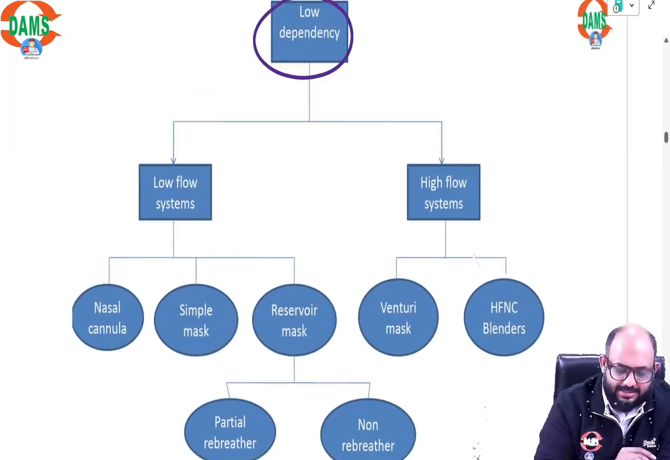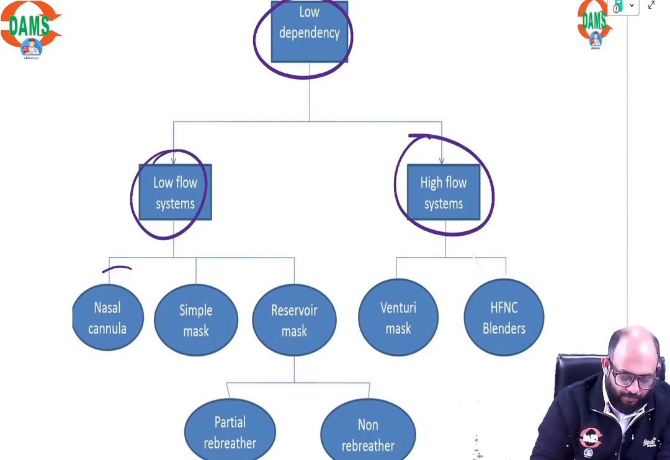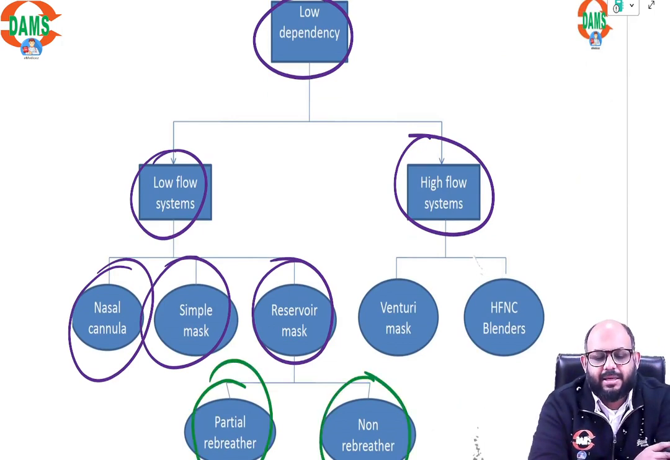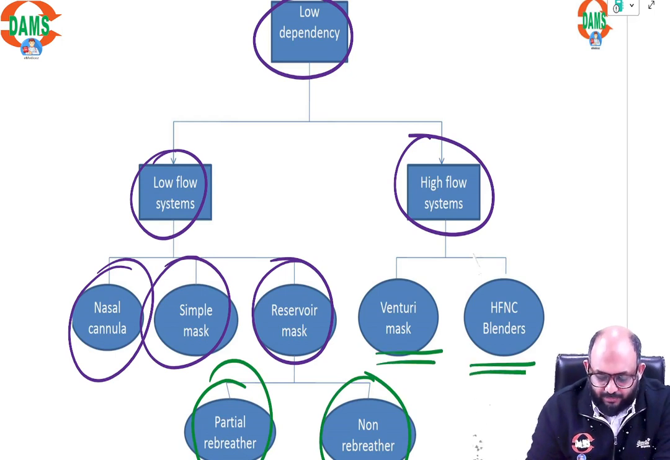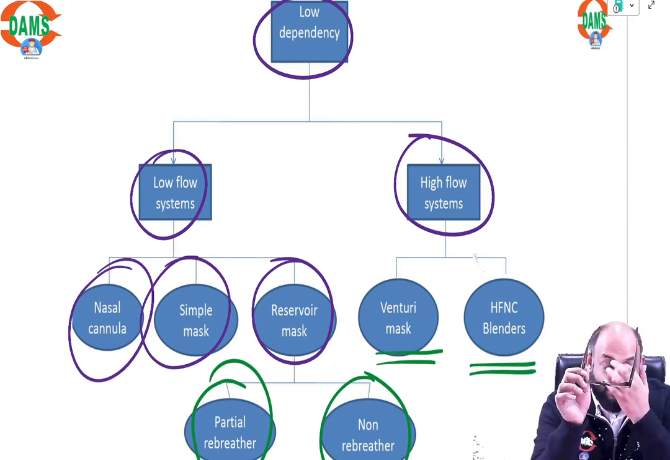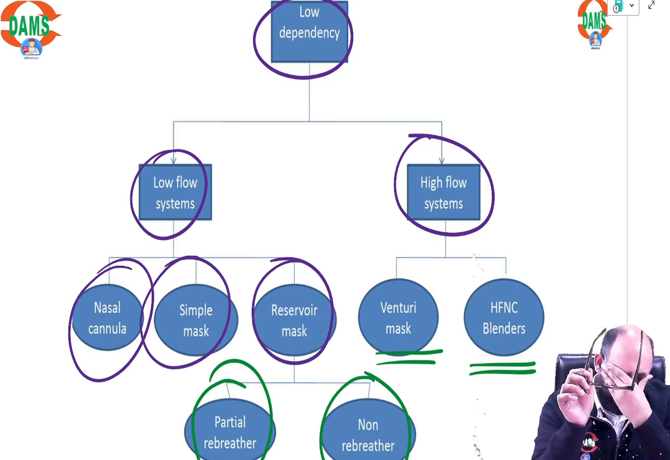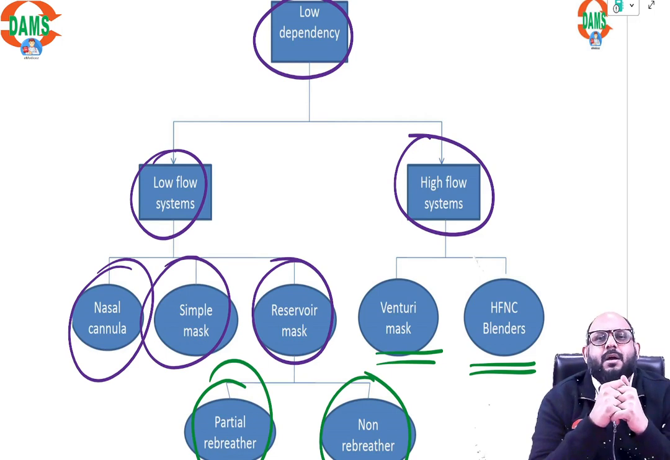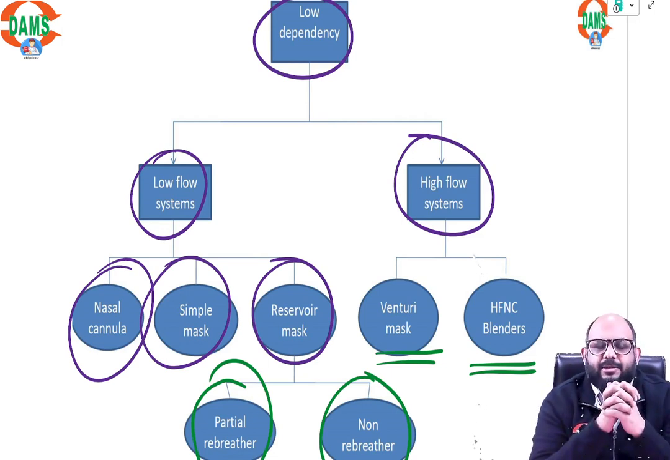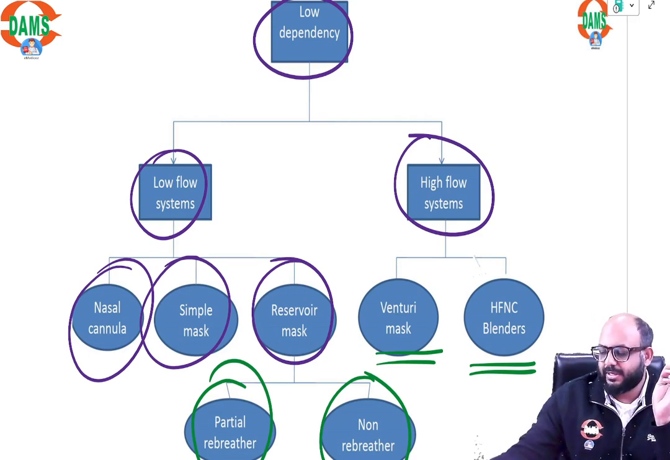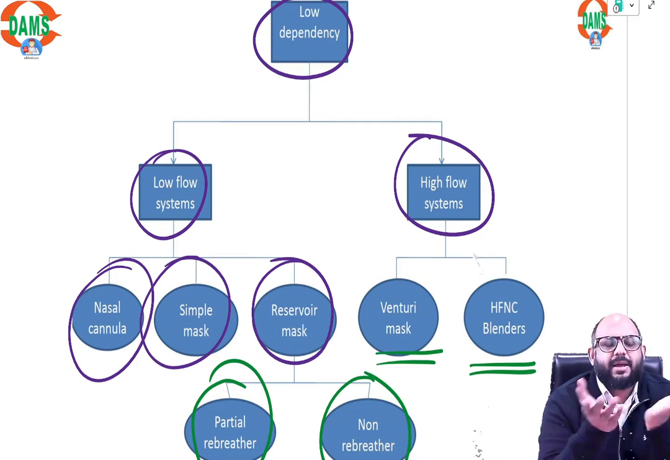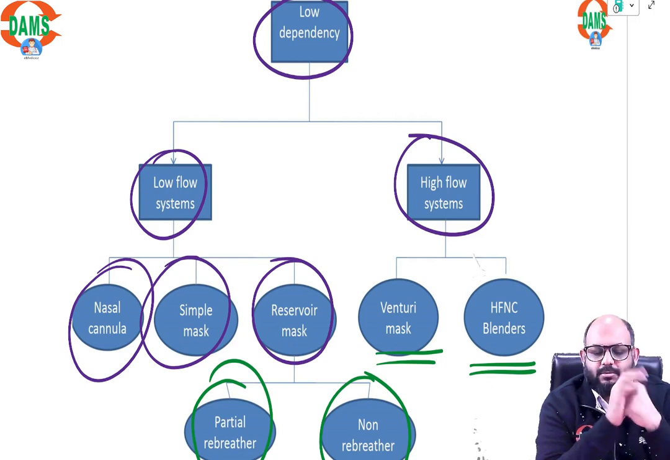We divide oxygen delivery devices into low flow and high flow. Low flow are nasal cannula, simple mask, and reservoir mask. Reservoir masks are divided into partial rebreathing and non-rebreathing, while high flow systems are divided into venturi mask, high flow nasal cannula, and oxygen blenders. Remember, unless and until HFNC is specified, you will not consider them as high flow devices. So if the question says nasal cannula, always consider it a low flow nasal cannula. Never think that it might mean high flow nasal cannula. No, it doesn't work that way.